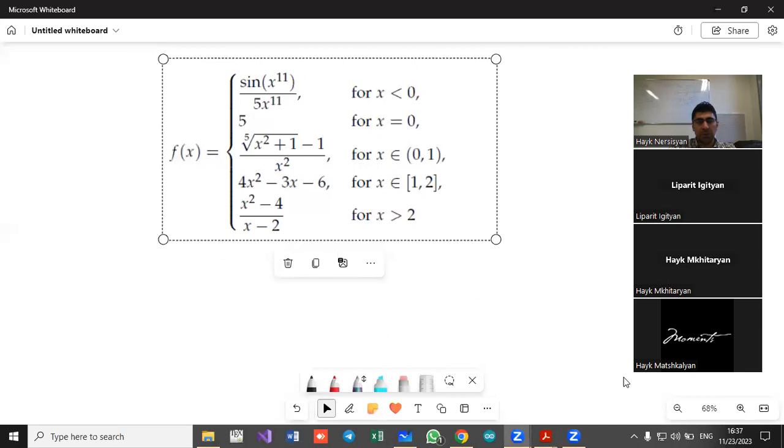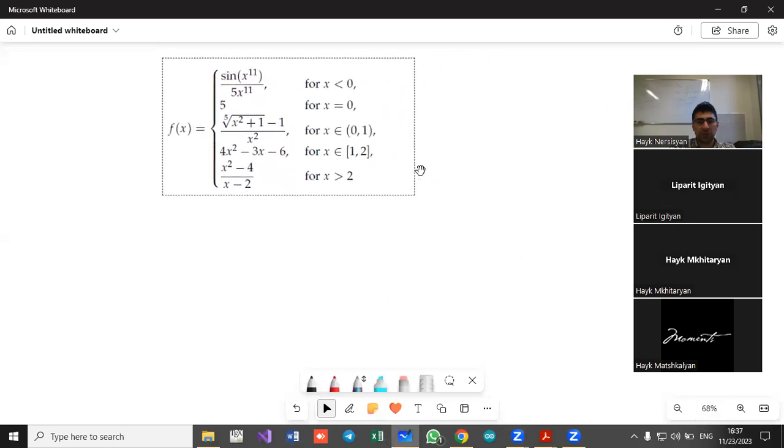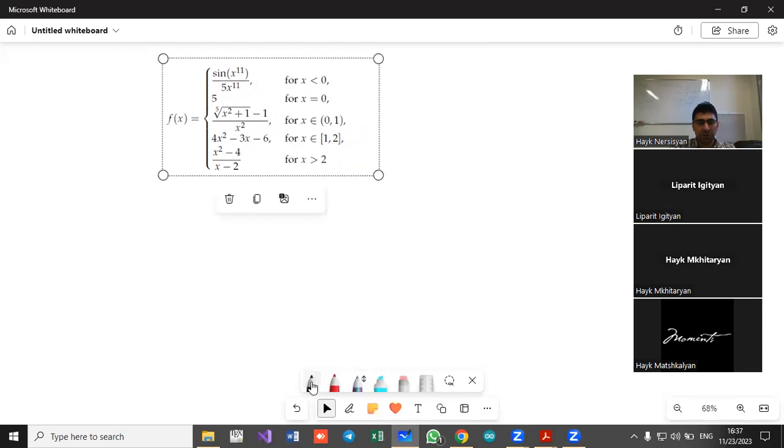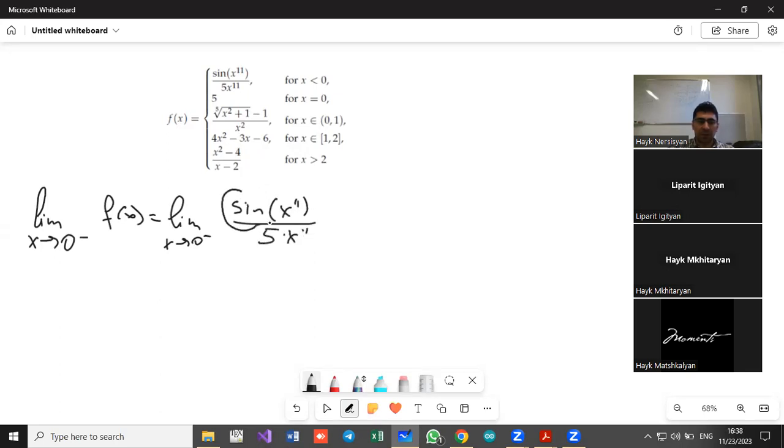my screen. So we should study the continuity of this function at 0, 1, and 2 points. To do this, we have to consider one-sided limits. Let's begin with the continuity at 0. The limit as x tends to 0 of our function f of x is the limit as x tends to 0 from the left side. For negative x, our function is defined as sine of x to the power of 11 divided by 5 times x to the power of 11. And a simple useful limit is enough here. This part goes to 1, so the overall limit is 1/5.